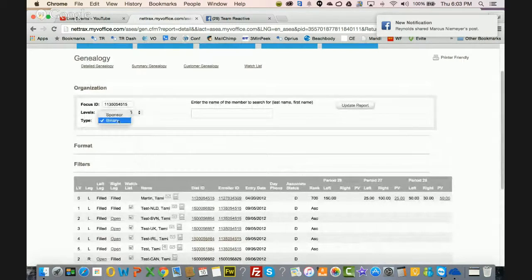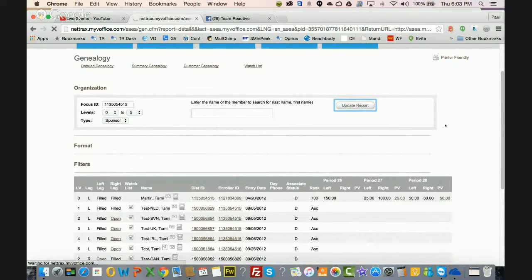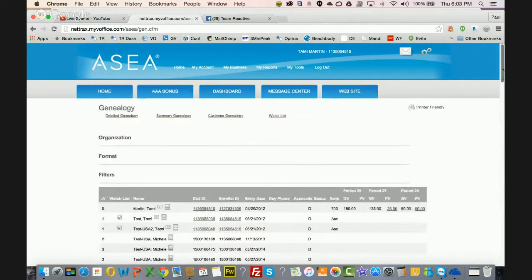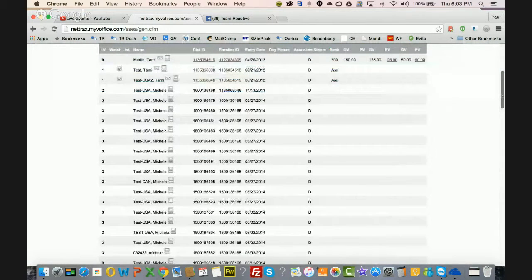If I switch this over to sponsor and I update report, give it a second. Okay, now we're looking at the enrollments, the personal enrollments here. I mean, now we're looking at the tree from a personal enrollment perspective. So these are the 2 people right beneath Tammy with regards to personally enrolled.